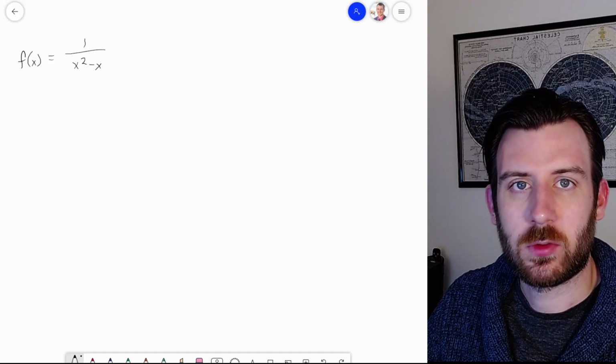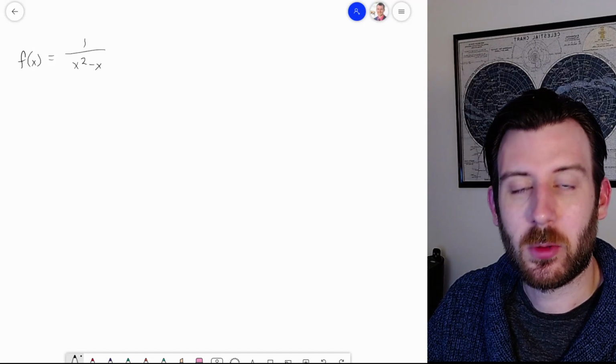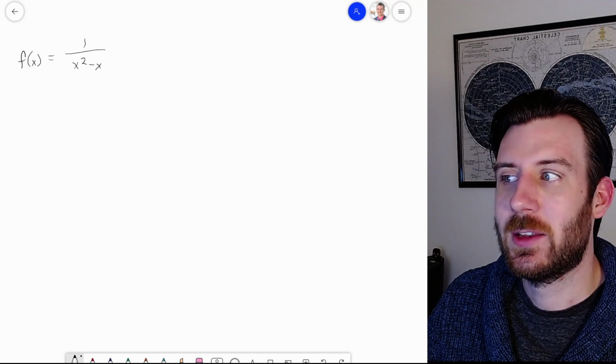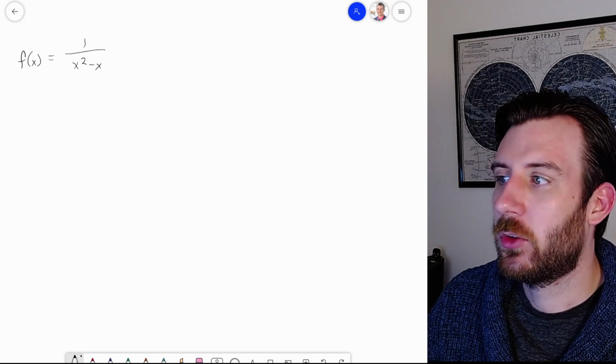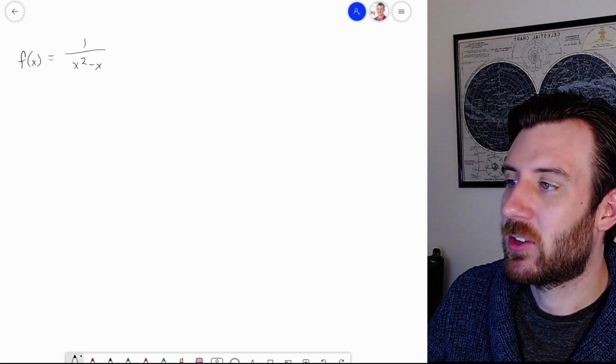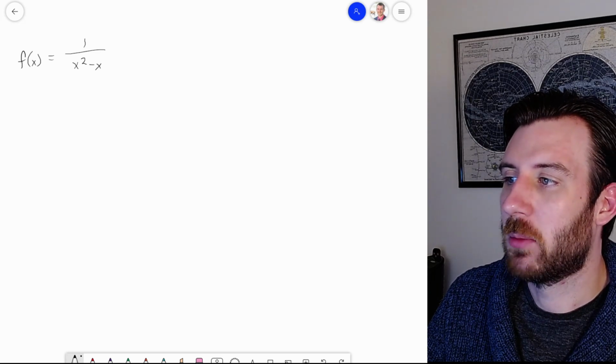Let's explore two different functions and how we can determine their domain and range without having to go through all the necessary steps of graphing it. So for example, let's start with this one here. We've got f of x equals 1 divided by x squared minus x.